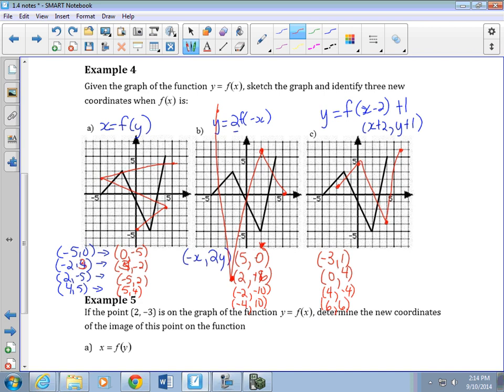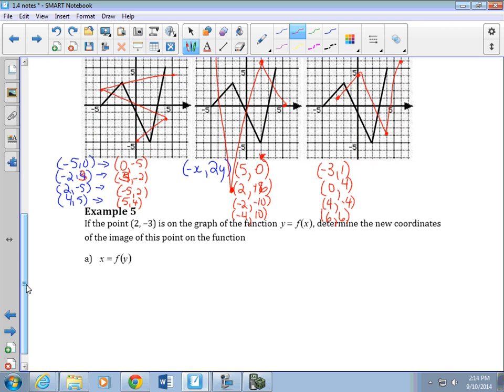So example 5 says if the point 2, negative 3 is on the graph of the function y is equal to f(x), determine the new coordinates of the image of this point on the function x is equal to f(y). So if 2, negative 3 was on y is equal to f(x), then on the inverse, the new coordinate will be at negative 3 and 2. So it's just a matter of flipping those values.